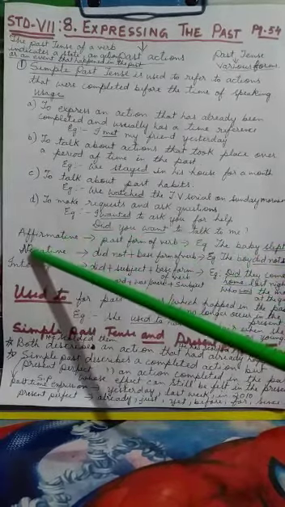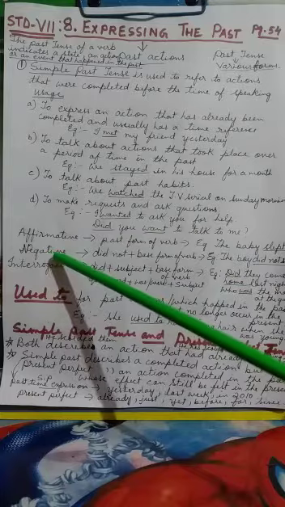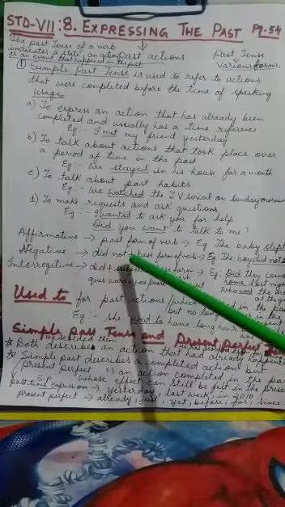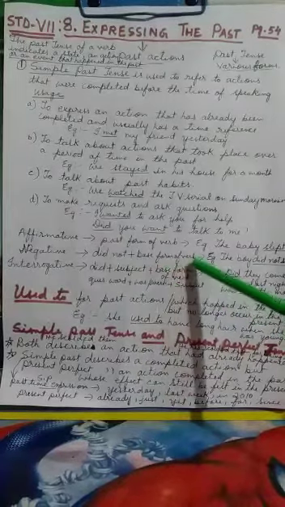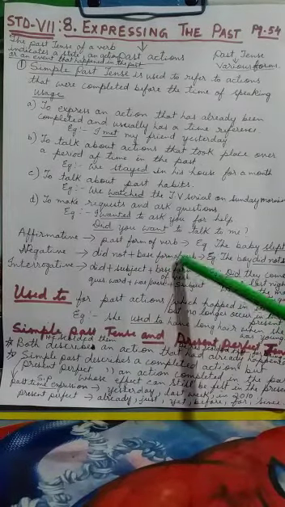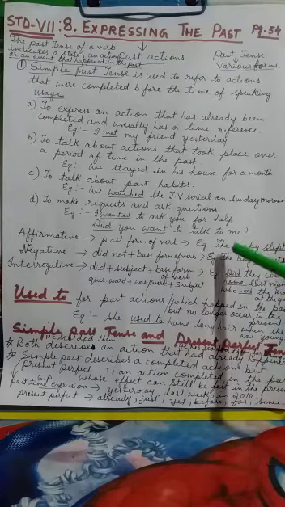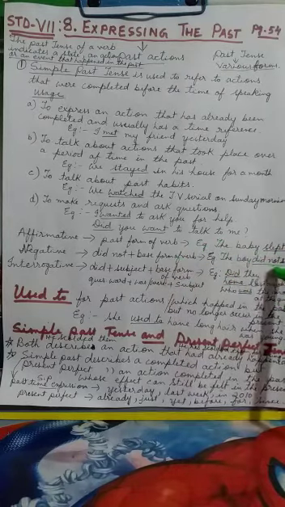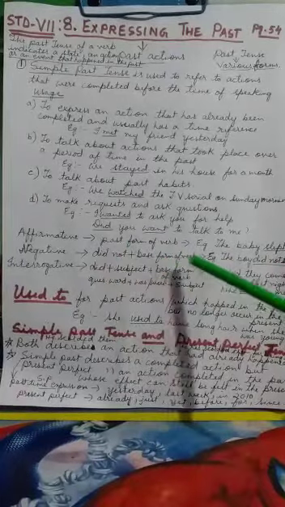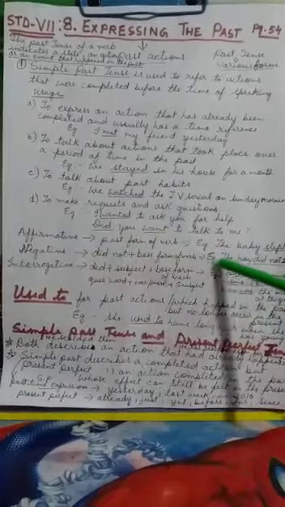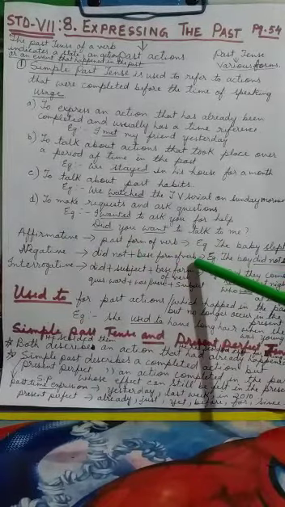Then when the sentence is negative, in case of negative sentences, did not plus the base form of the verb. So the base form of the verb, like sleep. Slept is the past form of the verb. The base form of the verb is sleep. So we'll use did not. The boy did not sleep. So this is a negative sentence. So this form is used.